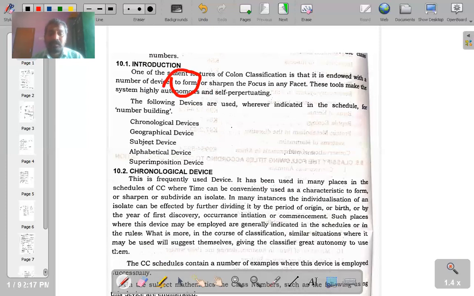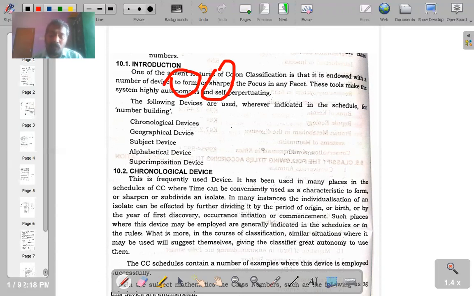Okay. And the second one is where an isolate is already available. But when you want to extend or sharpen the isolate, then you need to make use of these devices. Otherwise, these numbers are not given in a ready-made fashion in colon classification. So, either to form a new isolate, to coin a new number, or to sharpen the already existing concept or idea, we can make use of the devices proposed by Dr. S.R. Ranganathan. See, what are those devices? We have around 5 to 6 devices.